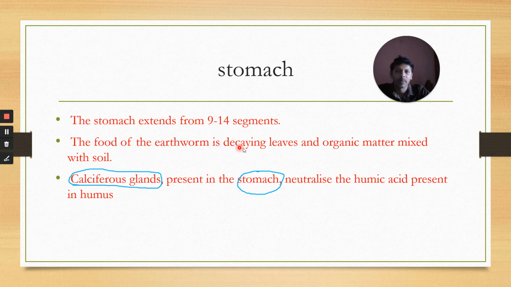The food of the earthworm is decaying leaves and organic matter mixed with soil. And calciferous glands, a very important point. Calciferous glands are present in the stomach, and the function of the calciferous glands is to neutralize the humic acid present in the humus. That is about the stomach. What is the food of earthworm? Decaying leaves and organic matter mixed with soil. Where are the calciferous glands? They are present in the stomach. What do they do? They neutralize the humic acid present in humus.